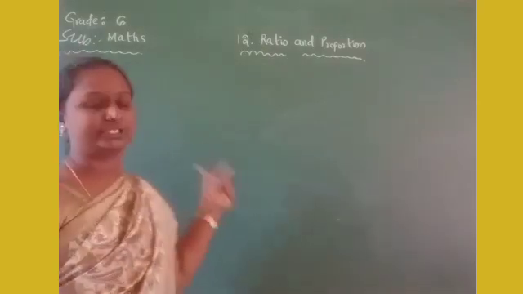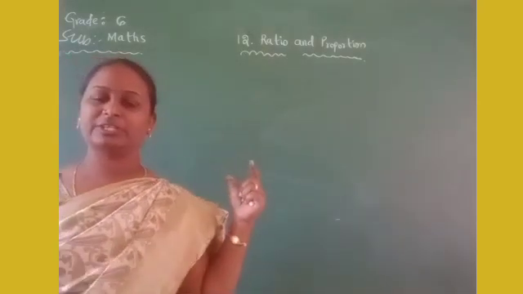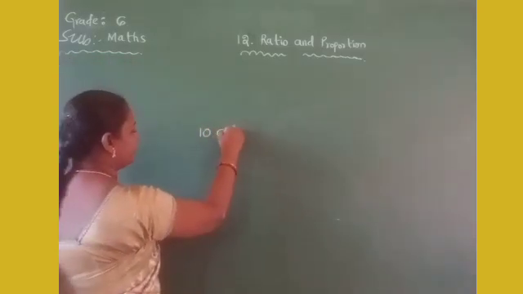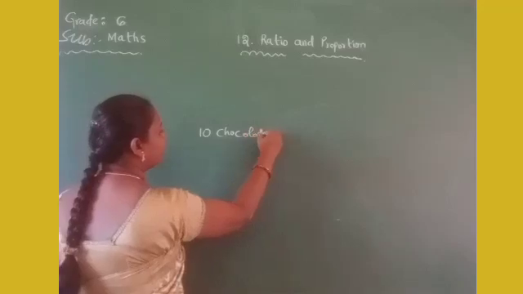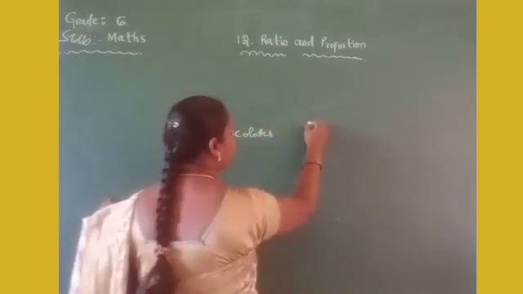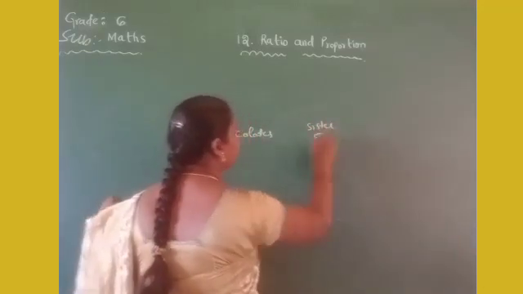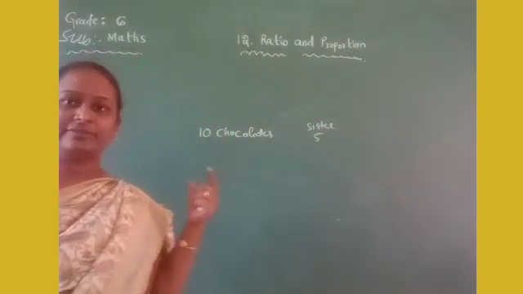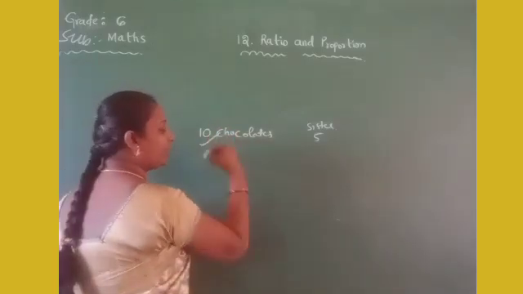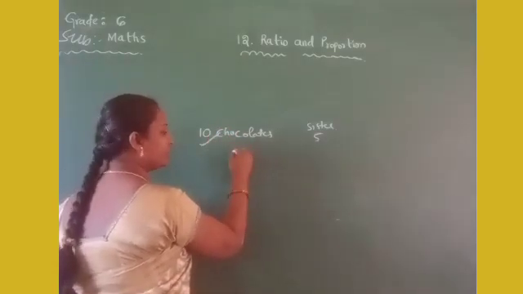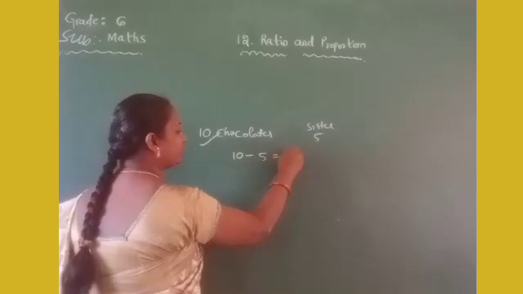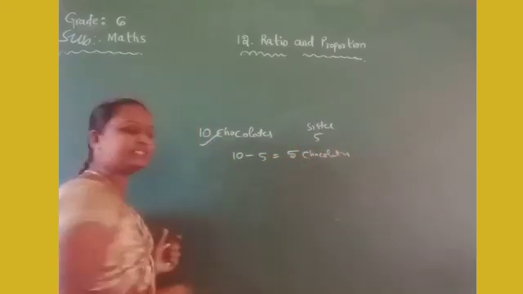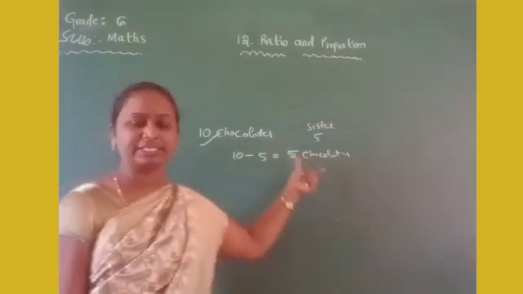Listen, what is the ratio? Before going to that, first of all, if you have 10 chocolates, and your sister has 5 chocolates. Now tell me who has more chocolates? Very good, exactly you. So how will you say how many more? 10 minus 5 is equal to 5 chocolates. That means 5 chocolates more than your sister.